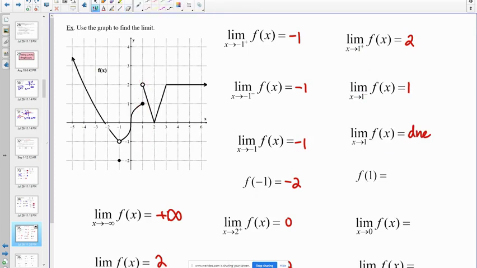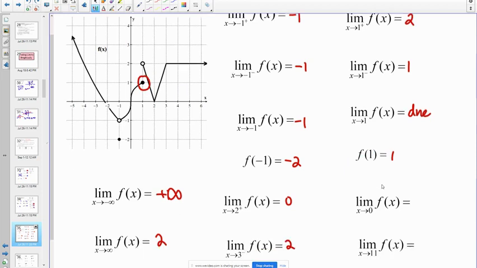Okay, we've talked about that. But the limit does exist here because this is a hole. Limits do exist at holes, but they don't exist at jump discontinuities. All right, what's the value of y when x is 1? This is not a limit problem. Okay, and I can see that that answer is just 1.